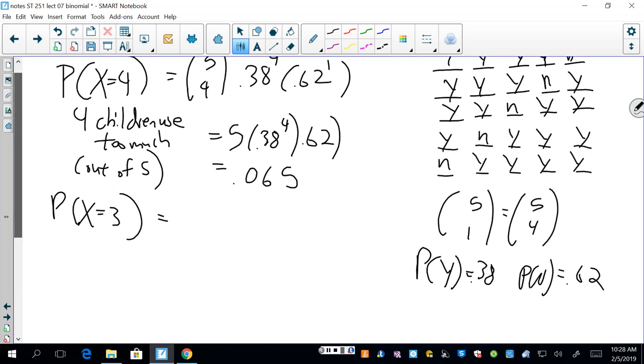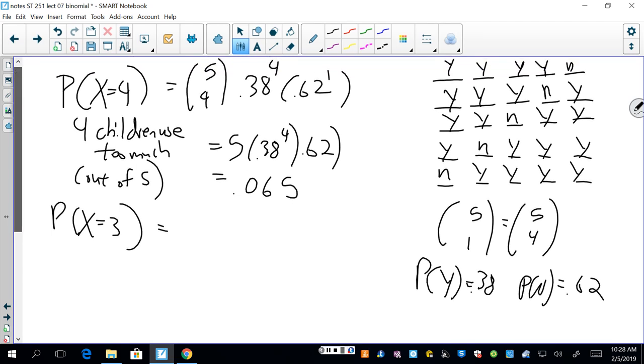What's the analogy to that type of reasoning? How would the formula change? We would change what we're choosing, so it would be 5 choose 3, and we'd have to change the powers because we're now looking for 3 yeses and 2 nos. Yep. 0.38 cubed, and 0.62 squared.